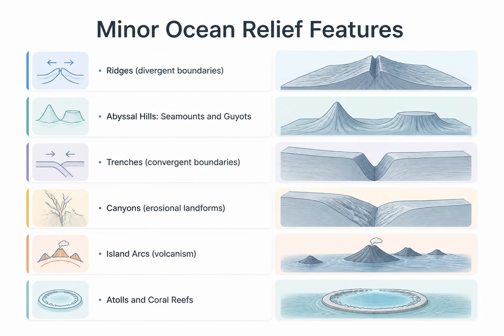Having covered the major zones, we now turn to the minor ocean relief features. Do not let the word minor fool you. These are some of the most dramatic geological structures on Earth. They include massive underwater mountain ranges called ridges, deep trenches, towering abyssal hills like seamounts and guyots, deep-cut canyons, volcanic island arcs, and biologically constructed atolls and reefs. Let us break these down one by one.